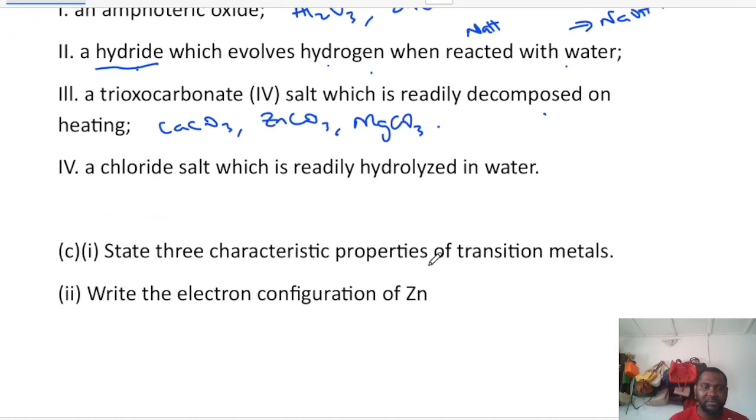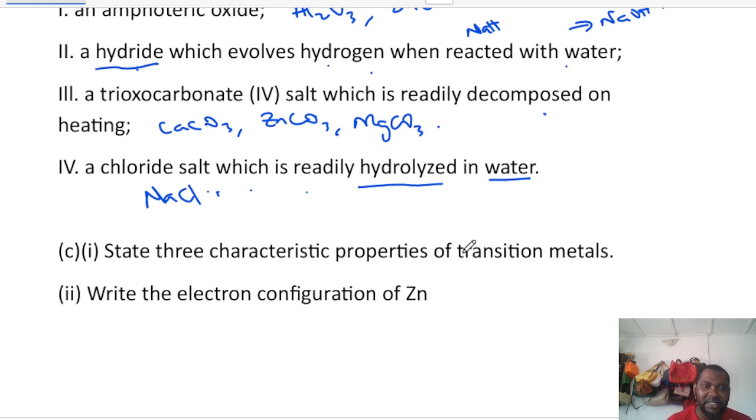Very important, please. Now the next one says a chloride salt which is readily hydrolyzed in water. There is no other salt that can come to your mind than sodium chloride. It can easily be dissolved and separated by water. Sodium chloride is one of the most soluble salts. You can say sodium chloride, you can say potassium chloride.